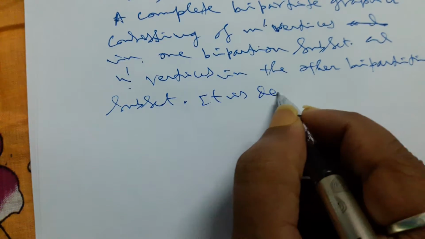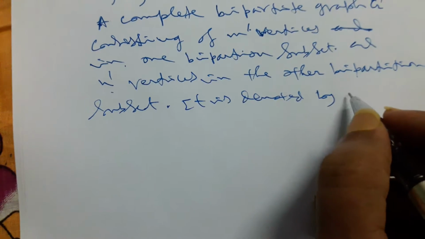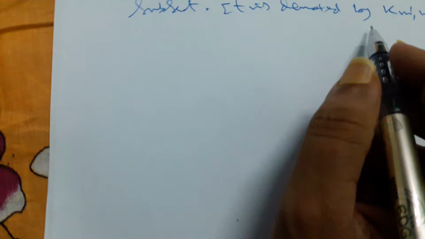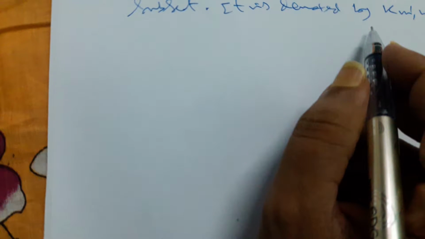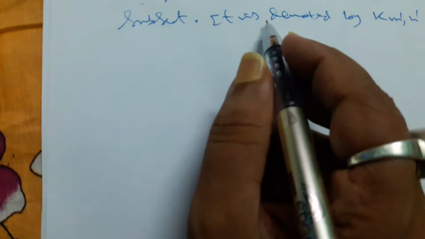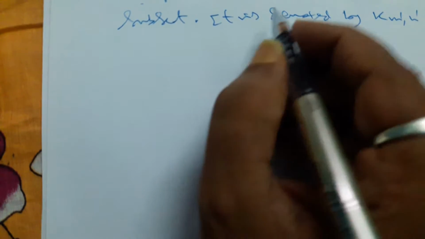It is denoted by K m, n in this way. If we consider it, in this particular case there is one bipartite subset, that is, every complete bipartite graph has the vertices of one bipartite subset and another number of vertices in the other bipartite subset. This is denoted by K m, n.